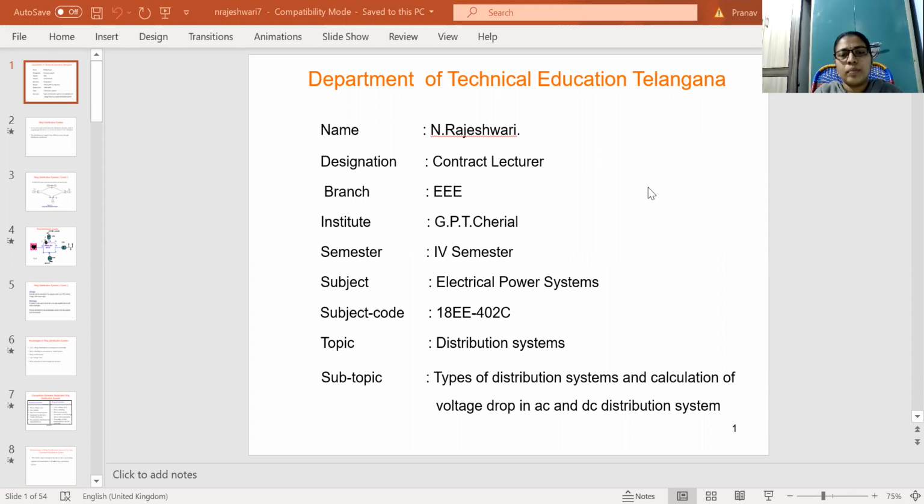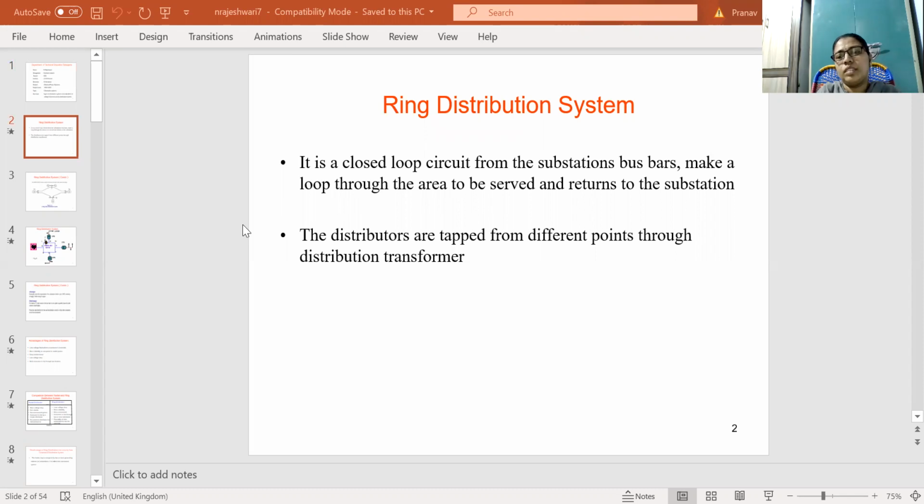So from today's class, the types of distribution systems. In that, the radial system was taught in the last classes. Today I will discuss the ring main distribution system. It is one of the classifications of distribution systems. It is a closed loop circuit from the substation bus bars that makes a loop through the area to be served and returns to the substation. These distributors are tapped from different points through the distribution transformer.